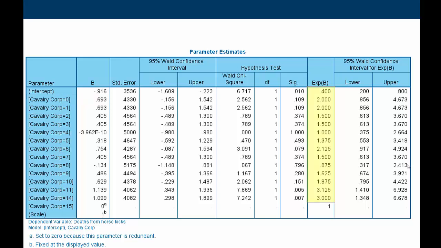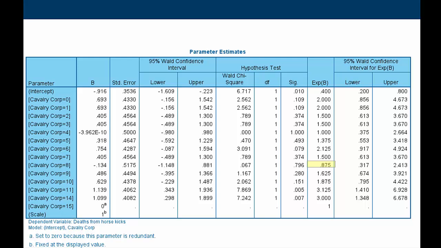And the third last column, labelled EXPB, which stands for exponentiated b, refers to the incident rate ratio of each parameter. And it provides a useful way to view the magnitude of effect each parameter has in the model on the incident rate in the dependent variable. Here it shows, for example, that the 14th corps experienced deaths from horse kicks at a rate 3 times greater than that of the reference corps of the 15th, whereas the 9th corps' death rate was only 0.875 times that of the reference corps.